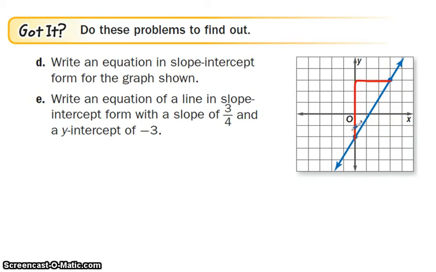Okay, let's check out our rise. 1, 2, 3, 4, 5. So our rise is 5. Our run, 1, 2, 3, is 3. So our slope is going to be 5/3.